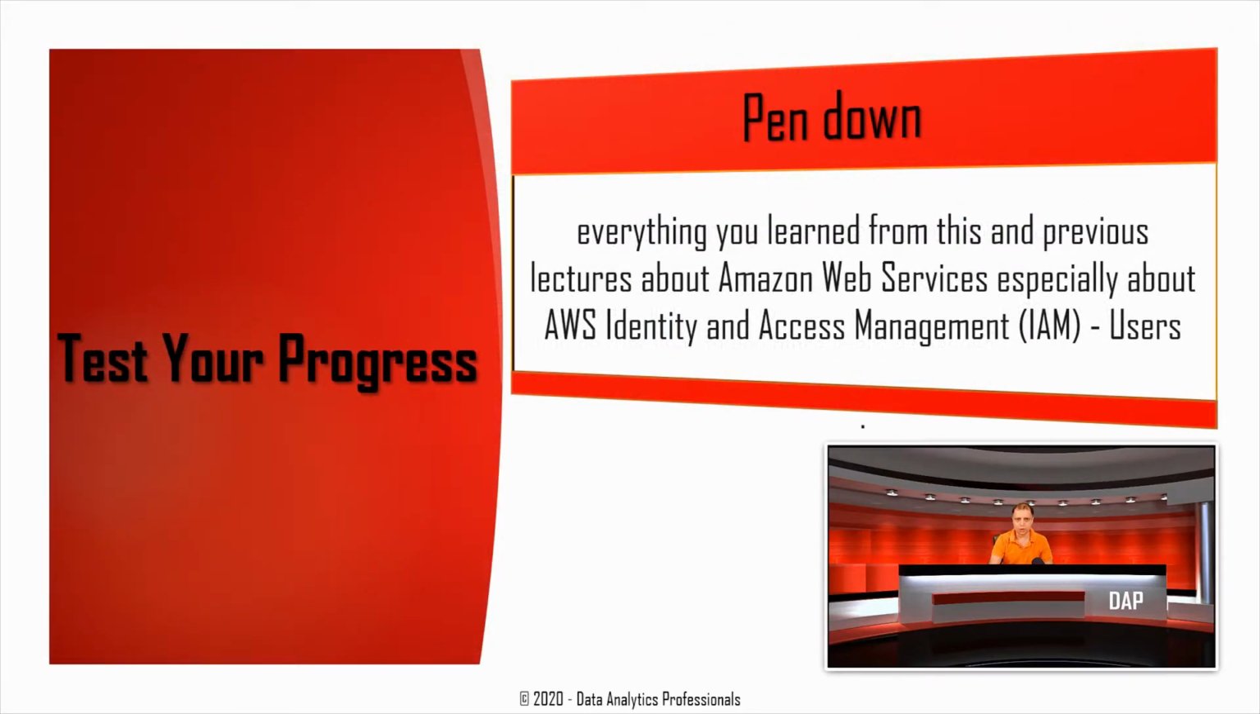Now, this was a short lecture, but it's important that you test your progress. I suggest you take a piece of paper and a pen or pencil and write down everything you have learned from this and previous lectures about AWS services, especially about identity and access management, also called IAM, and particularly about users. Write down whatever you think a user can do within an AWS account as soon as it's created using IAM.